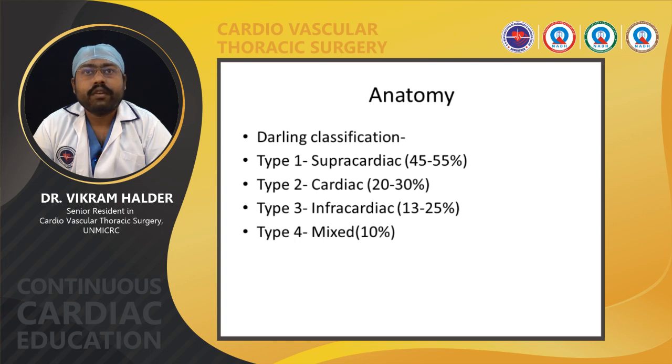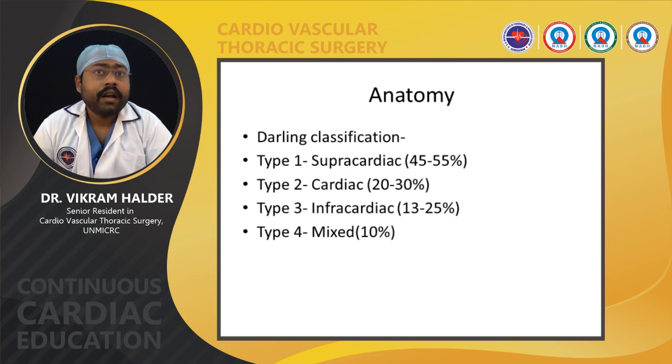Now come to the anatomy of TAPVC. There are different classifications to classify TAPVC, and the most commonly used is the Darling classification, in which there are 4 types of TAPVC. Type 1 is supracardiac, which is most common, 45 to 50% of TAPVC. In this type, all 4 pulmonary veins drain into the common chamber, which connects via the vertical vein to the left innominate vein.